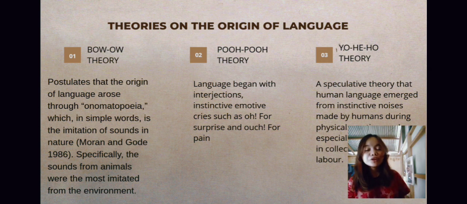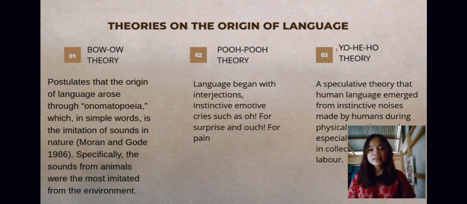Next is the Poo-poo theory. Language began with interjections, instinctive emotive cries such as oh for surprise and ouch for pain.